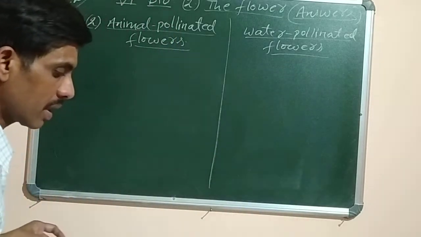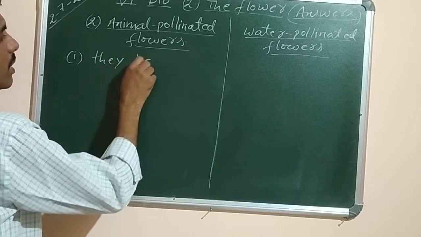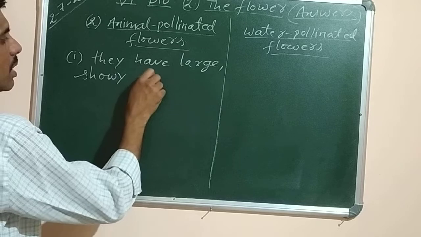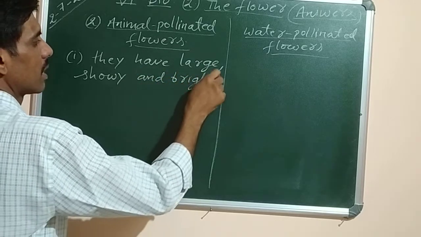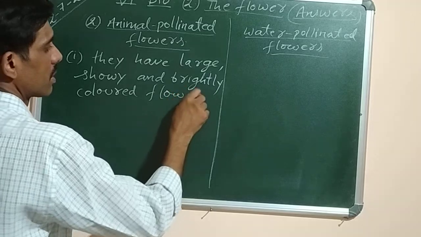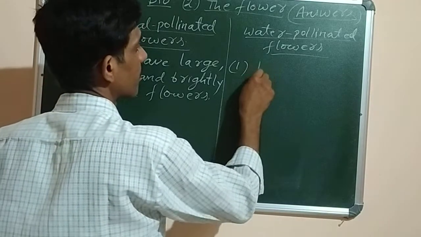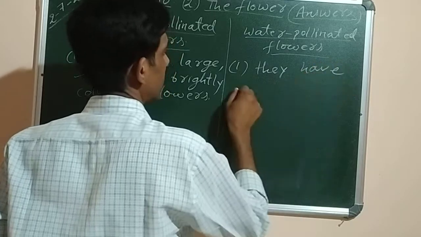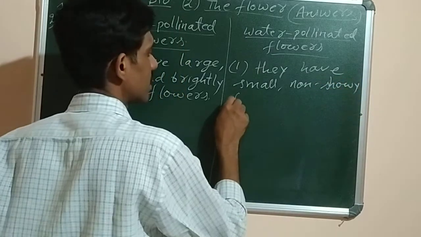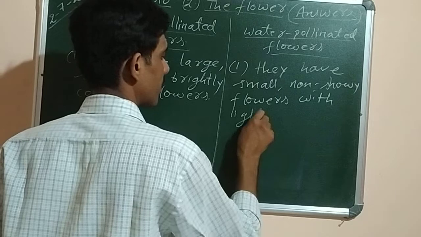Okay, let's see. First one, under animal pollinated you will write they have large, showy and brightly colored flowers. Under water pollinated flowers you write they have small non-showy flowers with light pollens. Means pollens are light in weight.